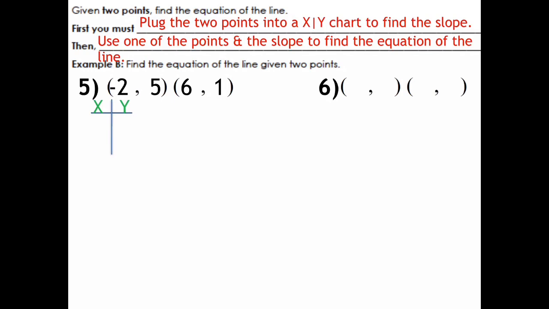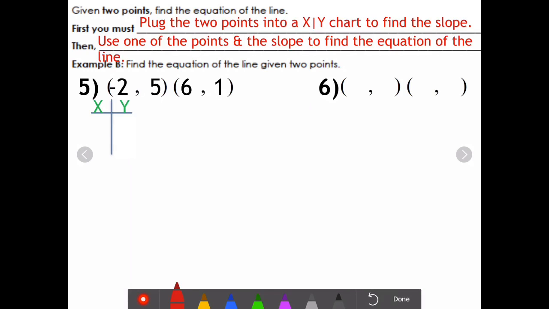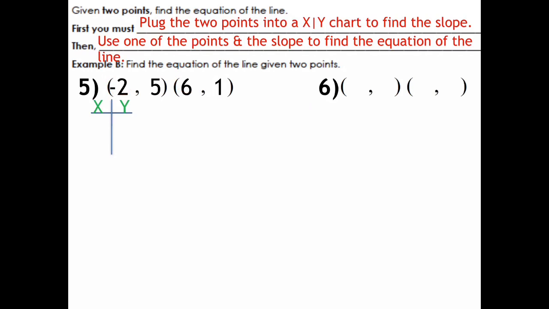You always want to pick the smaller x value. Now what do I mean by that? Well, we have a negative 2 and we have a 6. The number that's smaller is negative 2, so you're going to put the (-2, 5) first, then you put the (6, 1). Now we're going to find out what the change in y is. So how do you get from 5 to 1? You have to subtract 4. And then how do you get from negative 2 to 6? What you have to do there is add 8.